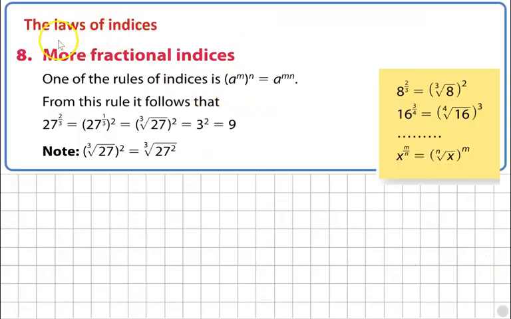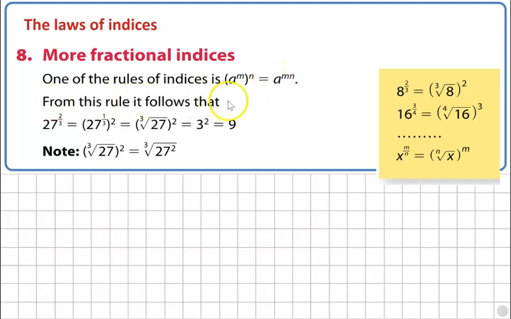The laws of indices, more fractional indices. One of the rules of indices is a to the power of m raised to the power of n is equal to a to the power of m stuck on to n. And m and n stuck together mean m multiplied by n. So this really means a to the power of m raised to the power of n is equal to a to the power of m multiplied by n. So this is our third rule that we looked at earlier on. Raising a power to a higher power, we multiply the powers.